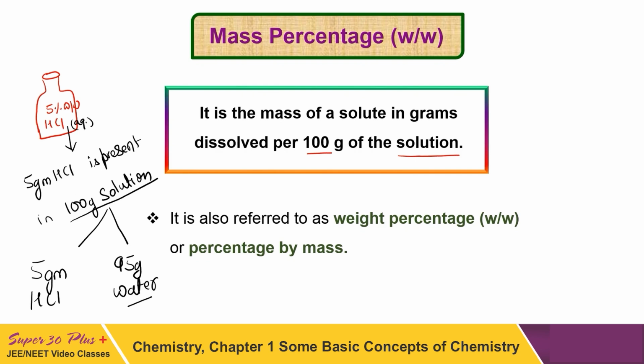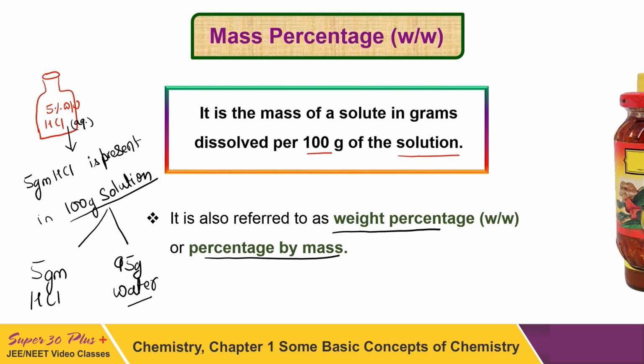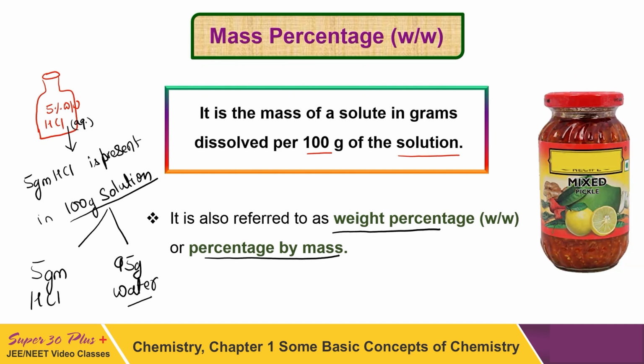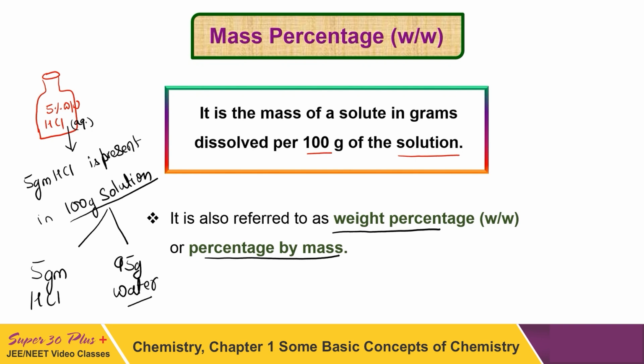Now it is perfect. And it is also referred as weight percentage or percentage by mass. Sometimes you will see the concentration written in the percentage W by W in the daily life objects, like when you buy a sauce or a pickle or any other food article, food substance. Sometimes you will see the concentration of the component in the percentage W by W.